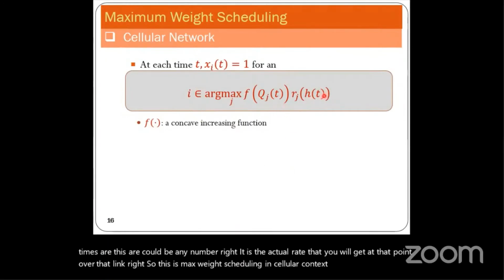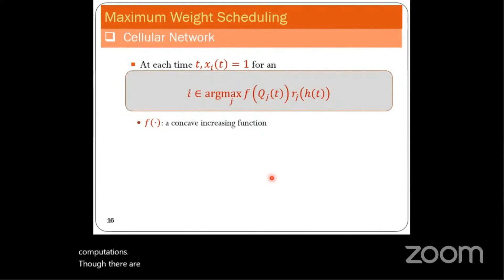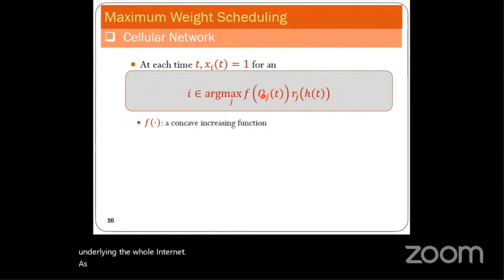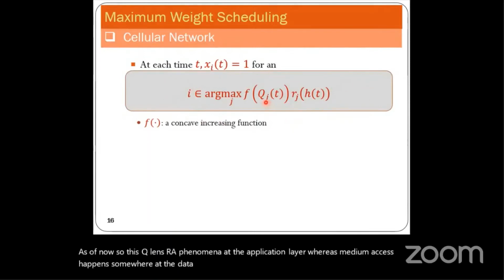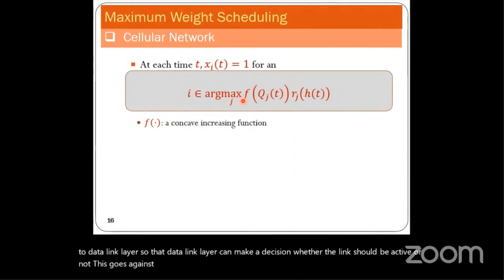And here distributiveness is not a requirement, because in cellular it's the base station that can do all the computations, though there are issues. What are the issues? These Q lengths are, if you are familiar with TCP/IP layering, which is the basis of the whole internet as of now, a phenomenon at the application layer, whereas medium access happens somewhere at the data link layer. So this application layer information should be passed to the data link layer, so that the data link layer can make a decision whether the link should be active or not. This goes against the basic principle of layering, right? That basic principle said that all the layers should work on their own, right? So this does have some issue.